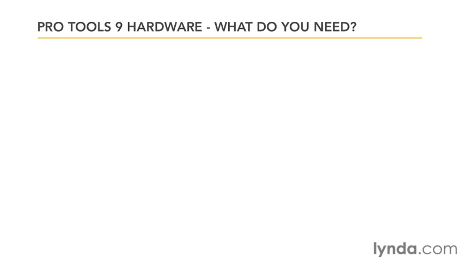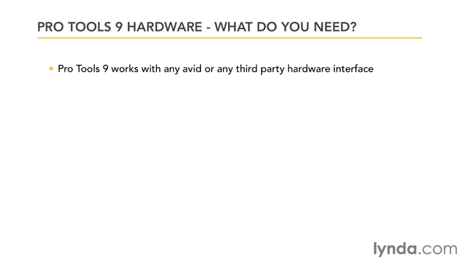One of the biggest changes in Pro Tools 9 is that it now works with any Avid or third-party hardware interface. And what's even cooler, it now works with no interface at all, just the native sound card of your computer. This opens up so much flexibility to aspiring sound designers, audio editors, and video makers who want to enhance and optimize their soundtracks for video.